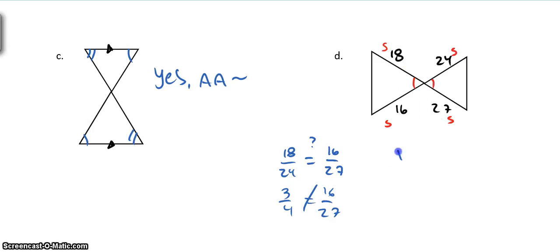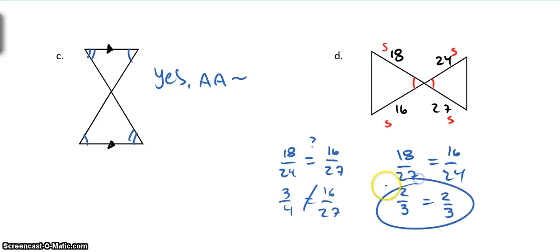What if I test top with bottom, left to right, so here with here? Is that equal to here with here? And 18 over 27 reduces to 2/3, and 16 over 24 reduces to 2/3. So yes, they do match here. So we could say, yes, they're similar by side angle side similarity. So you have to be very careful because you have to test both possibilities.